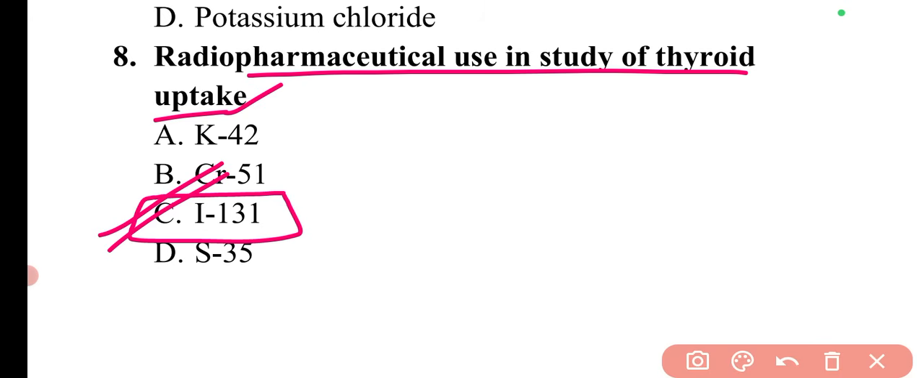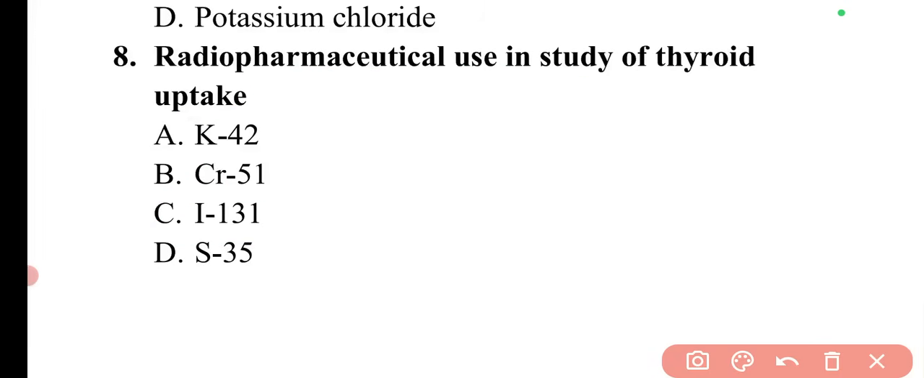So here option C is correct. This is quite an important question, and there are several other radiopharmaceuticals which have different applications. So let's discuss them one by one here only.